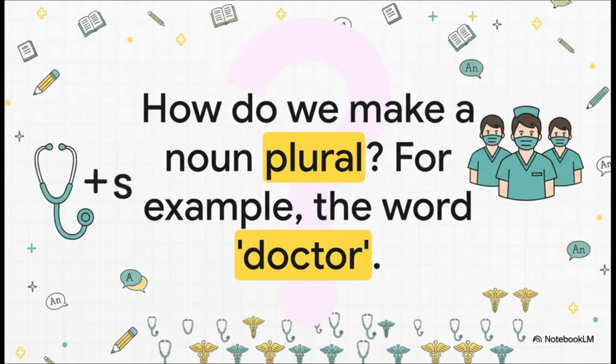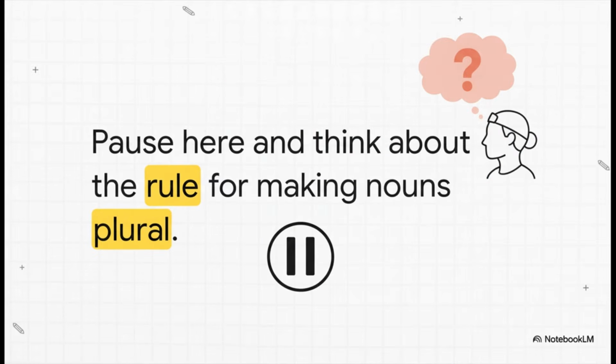All right, that's numbers. But what about nouns? A person, a place, a thing. What happens when we have more than one? For example, how do we take a word like doctor and make it plural? Go on, why don't you hit pause right here for a second? Just think about it. What's the most common rule for making a noun plural in English?